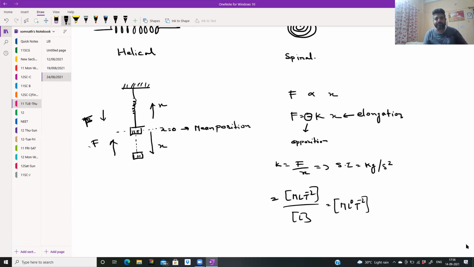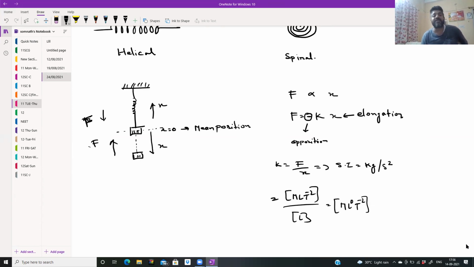Sir, yes, say it once more. It's nothing, elongation is increasing means force is increasing. If you put more weight, it will elongate more. So elongation is directly proportional to force, spring force.